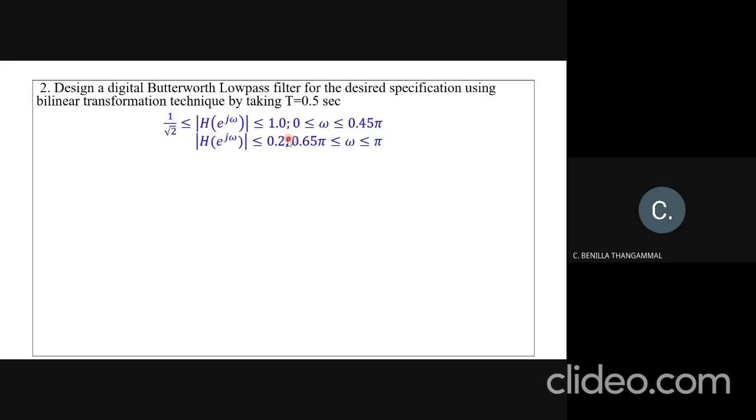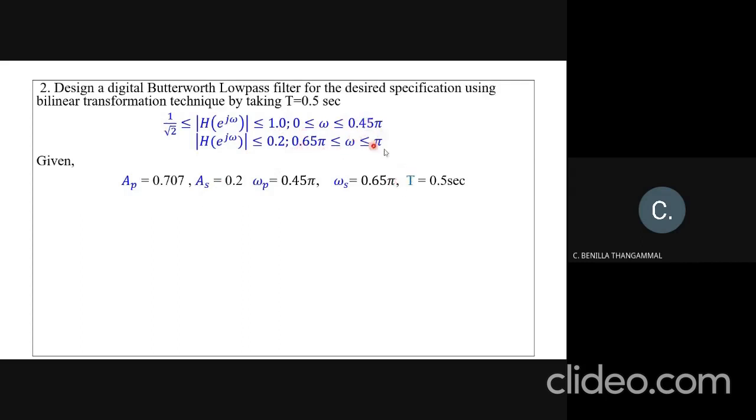So first, this is the problem statement. From the problem statement, I have to get your 5 parameters: alpha p, alpha s, omega p, omega s, and T value. So alpha p is 1 by root 2, that is 0.707, alpha s is 0.2, omega p is 0.45 pi, and omega s is 0.65 pi.